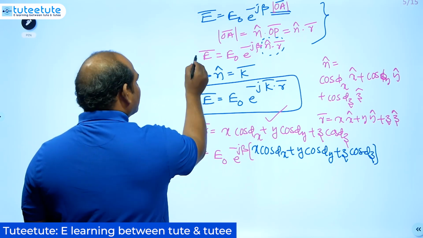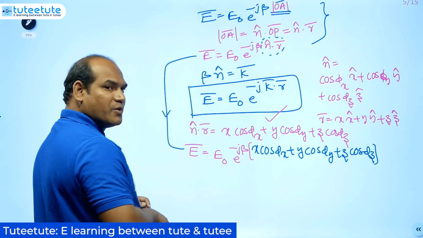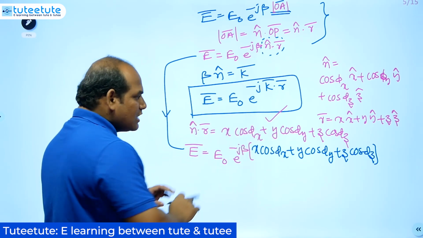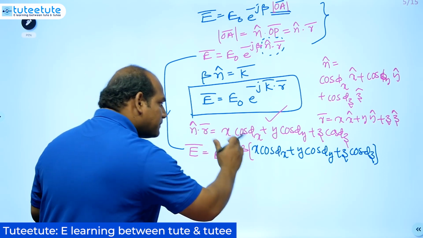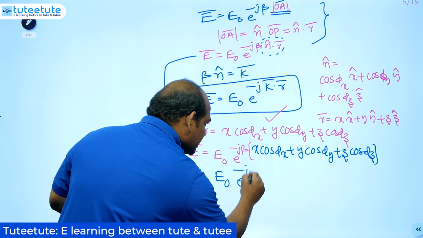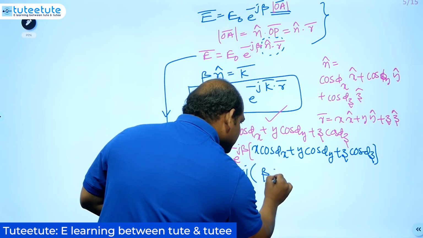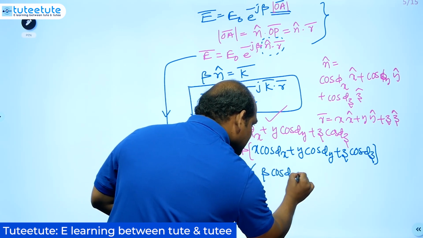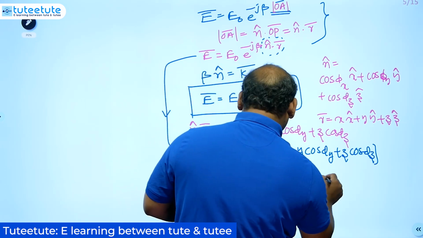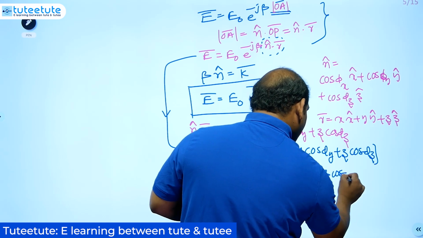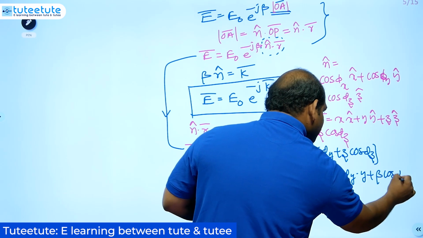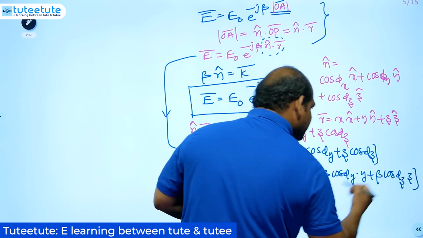So how did we get this one? Here n cap dot r cap is what we have substituted, so that we got this one. Now multiply this beta inside. So it is equal to E naught into e power minus j, beta cos phi x into x, plus beta cos phi y into y, plus beta cos phi z into z. Like this we can write.